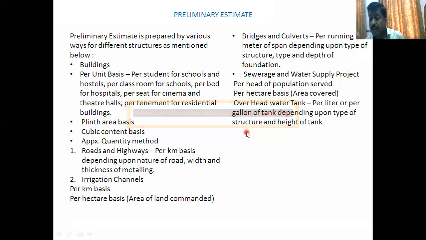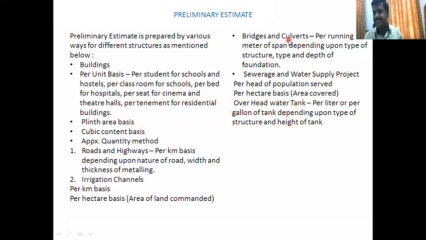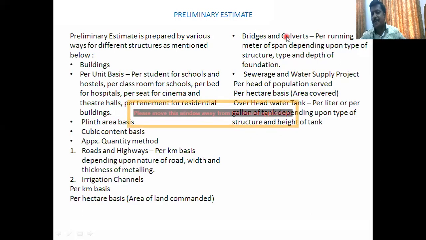Then for bridges and culverts, again this estimate we are going to prepare per running meter of the span, depending upon the type of structure, the type of foundation, or the depth of foundation. Now here I have one question for you. Can you give me the difference between a bridge and a culvert? What is your definition of a bridge and of a culvert? Give the answer very fast.